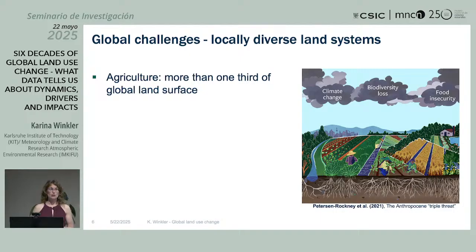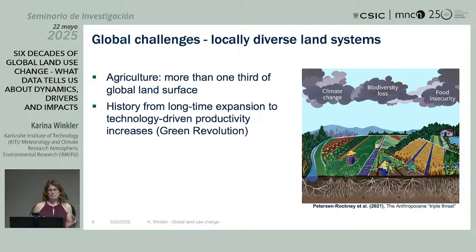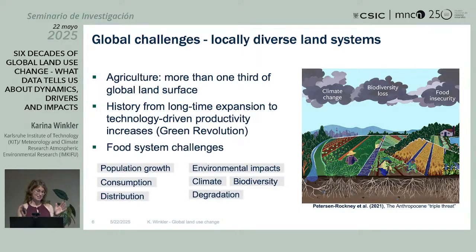And we come from a long history, maybe not so long, maybe more recent, but which has much to do with the Green Revolution, where agriculture production has changed, efficiency has changed, and also the area has expanded more and more into former natural ecosystems. We face challenges when talking about agriculture, about food production.